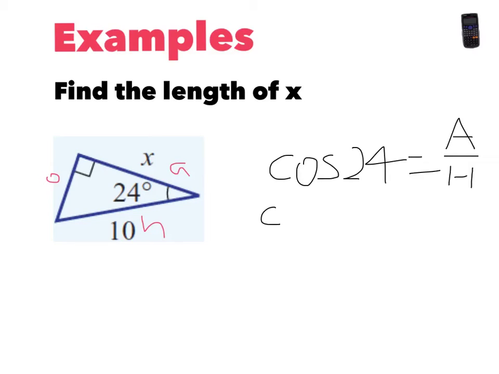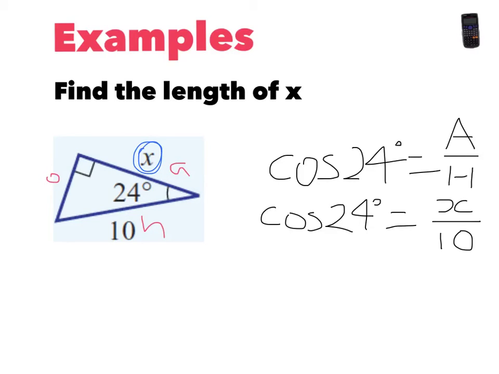In this example, the cosine of 24 degrees is, what's my adjacent? X, bummer, don't know it. My hypotenuse is 10. So the cosine of 24 degrees is x on 10. What don't I know in this equation? Well, what am I trying to find? I'm trying to find this x here.